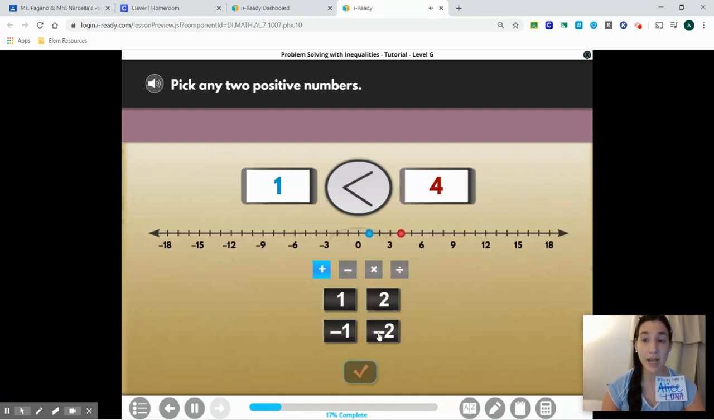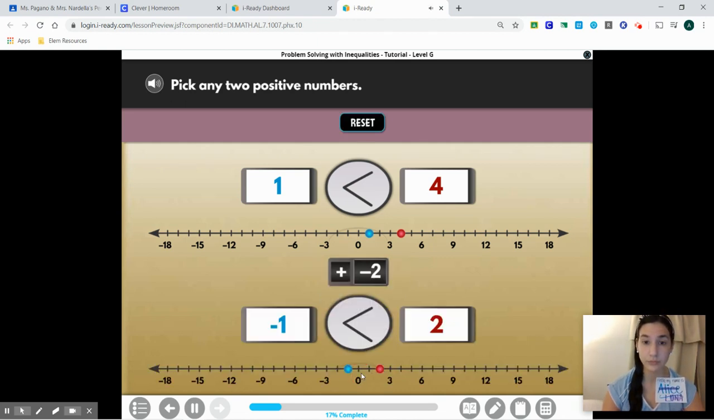Now let's try a subtraction problem. Let's do plus negative 2. Look at what happened. We subtracted 2 from both sides. 1 plus negative 2, or 1 minus 2, gave us negative 1. 4 plus negative 2, or just 4 minus 2, gave us 2. Both sides are balanced. The inequality symbol remained the same.